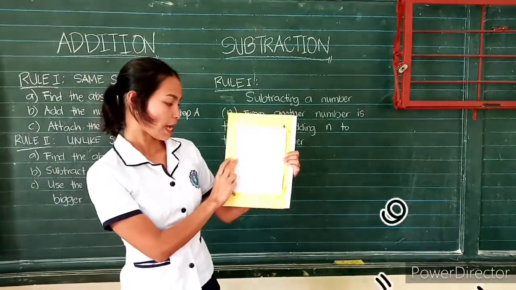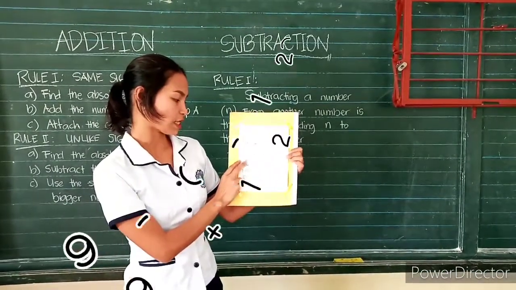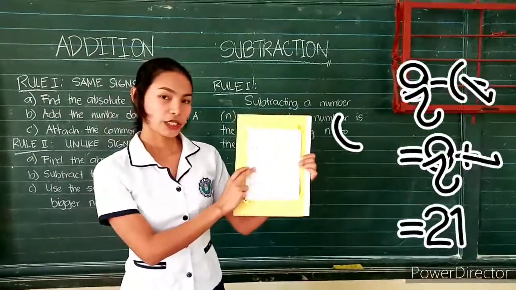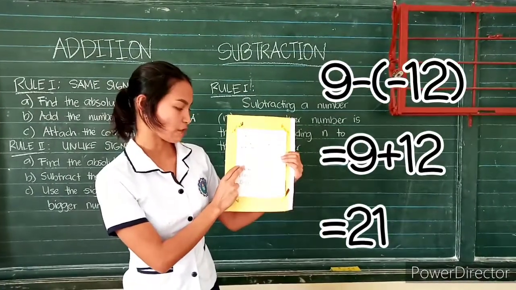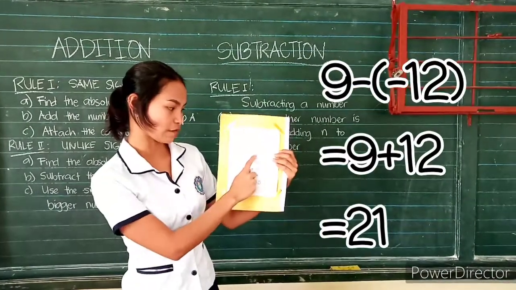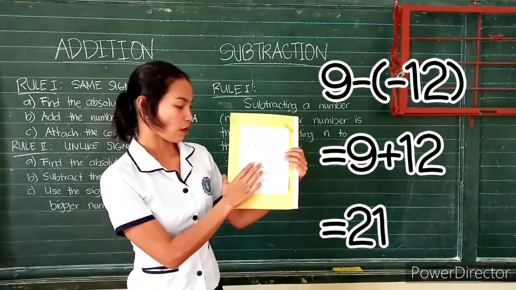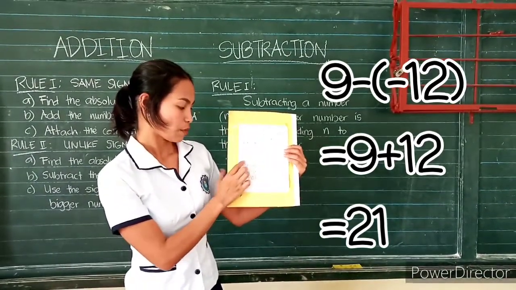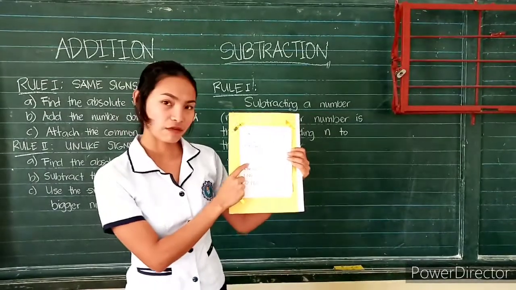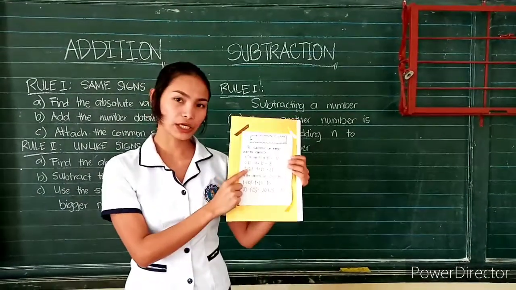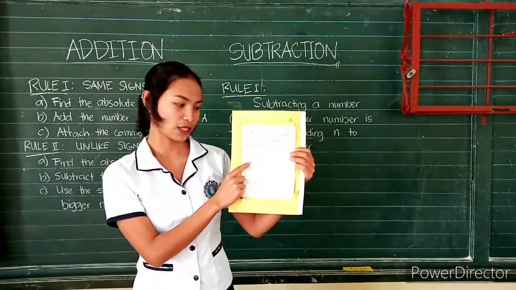Second example, 9 minus negative 12. First, you have to get the opposite of negative 12, which is positive 12. So, it will become 9 plus 12 is equal to 21, because negative times negative is equal to positive. You will also learn this in the multiplication of integers.